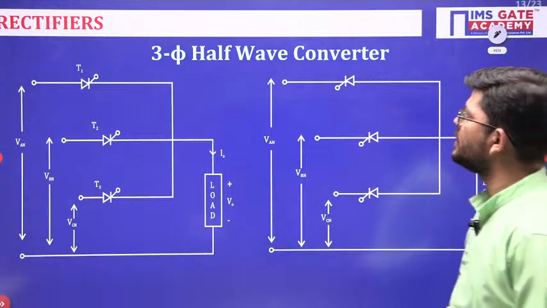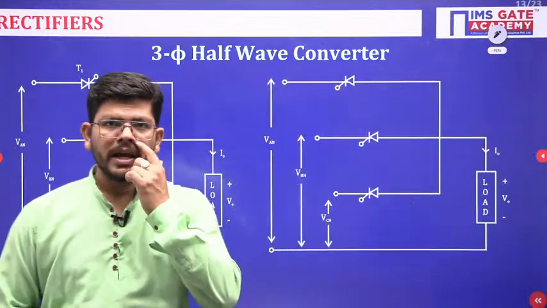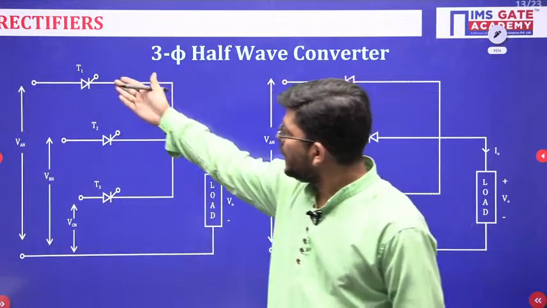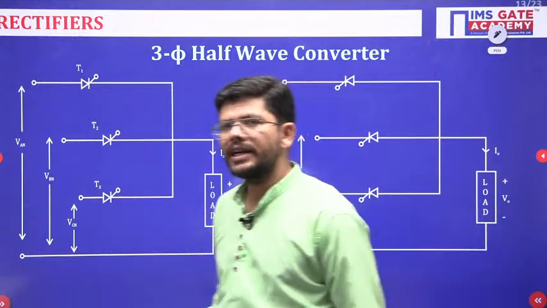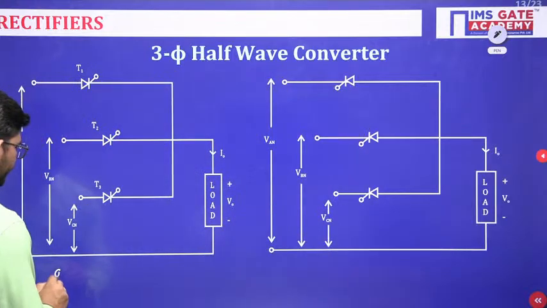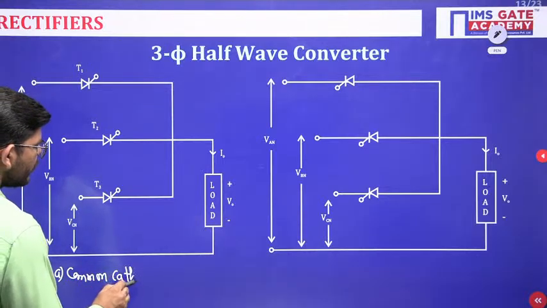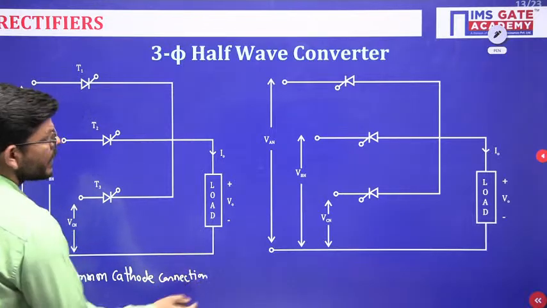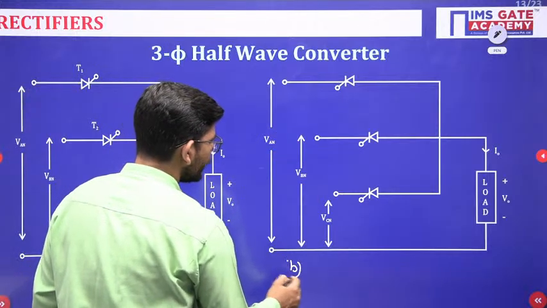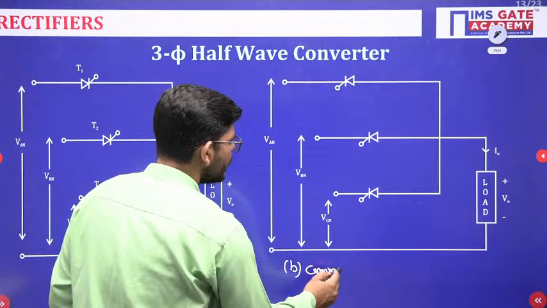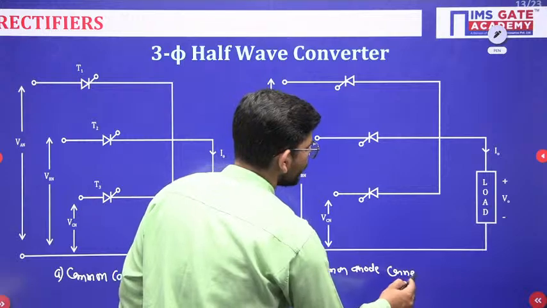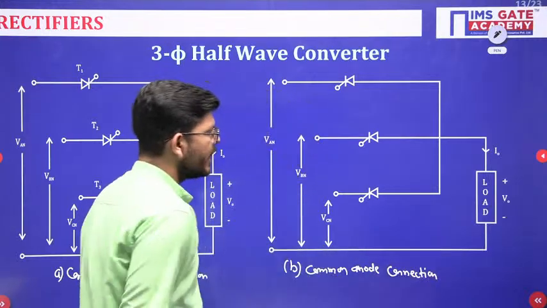Fine. So this is about the 2-pulse converter. Coming to the 3-pulse converter, the 3-phase half wave converter. In a three-phase half-wave converter, we have two possible combinations. Just see, in this combination, all the cathodes are connected together, so it will be called a common cathode connection. And here all the anodes are connected together, so we will call it a common anode connection. Common cathode, common anode connection.